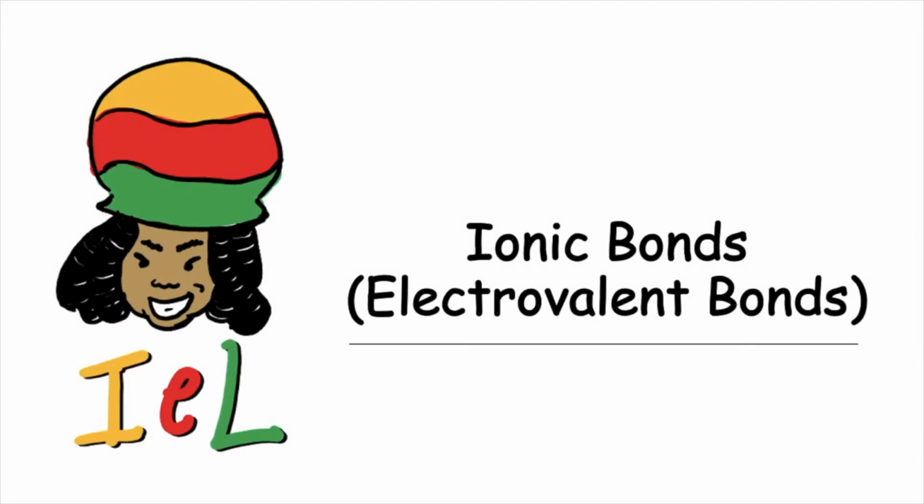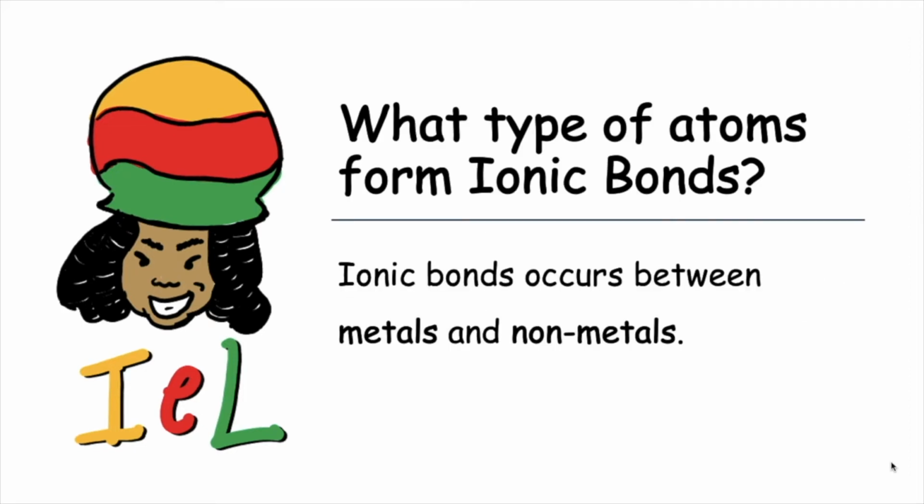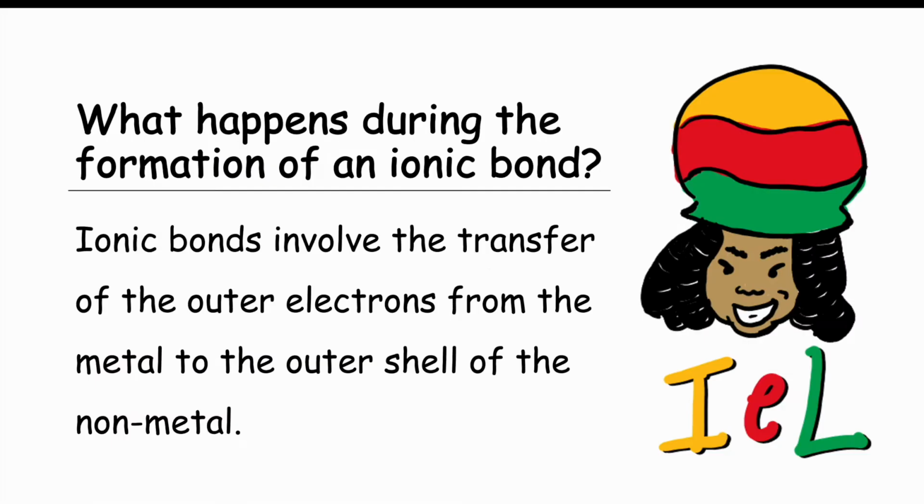In this section, we will identify the type of atoms involved in ionic bonds and discuss how ionic bonds are formed. What type of atoms form ionic bonds? There are two types of atoms involved in an ionic bond, a metal and a non-metal. Ionic bonds occur between metal atoms and non-metal atoms. So what happens during the formation of an ionic bond?